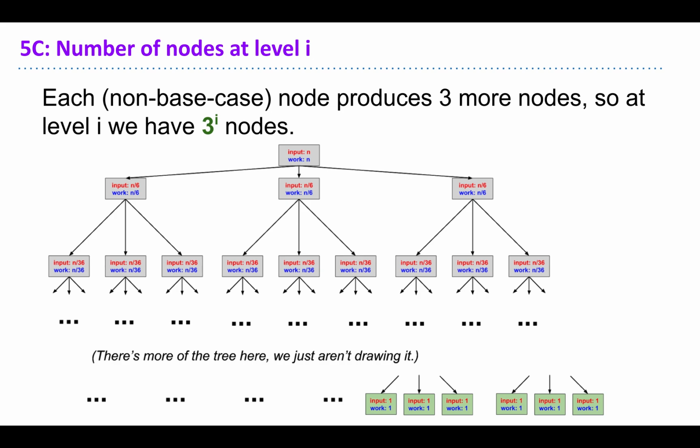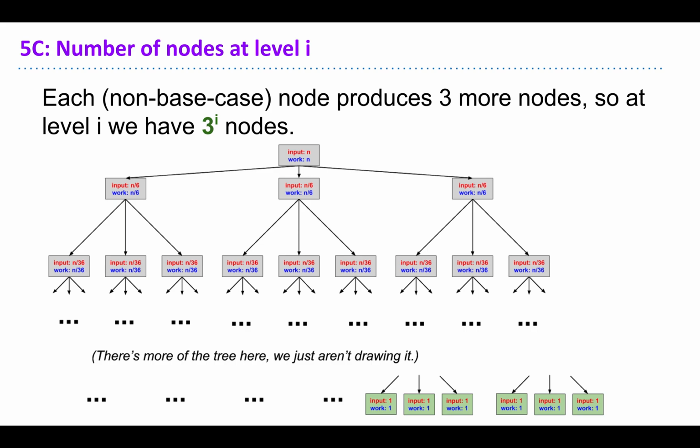Okay, so now we're going to get into maybe a beefier question. If we're looking at 5D, what is the total work at the ith recursive level? So I want the total work, which is, at level 0, we just have n work because we have one node that does n work. At level 1, we have 3 nodes that each do n divided by 6 work. So I would say it's 3 times n divided by 6.